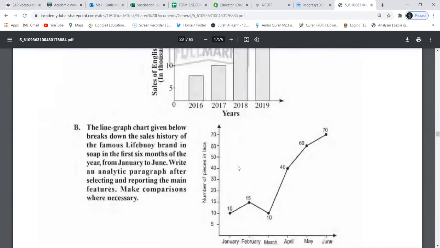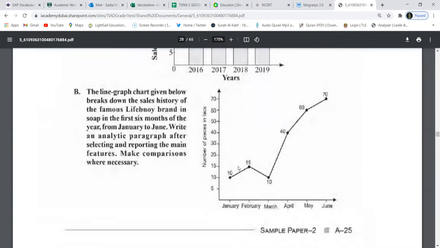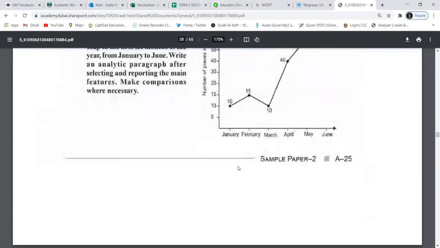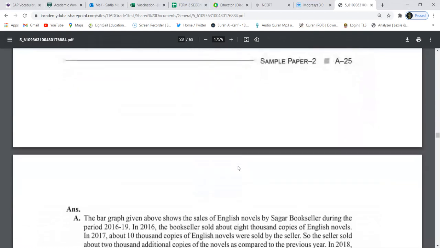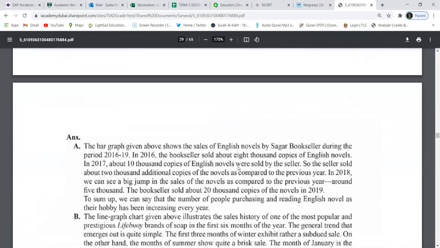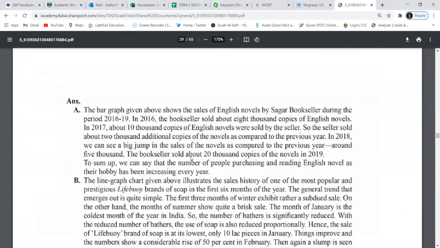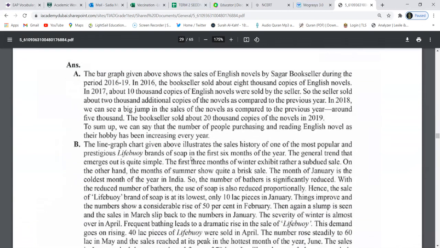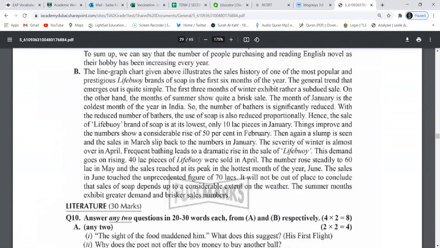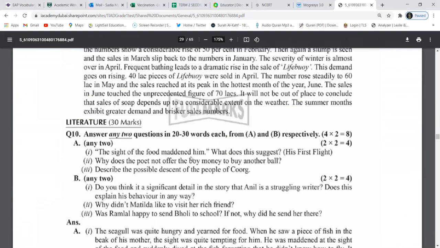Bar graph, then line graph. The title is missing in the sample. Please make sure that there's a title. The introductory sentence: what is the bar graph all about. And then use the word overall, comma, and then select the aspect as you have been taught. Do not follow this sample slavishly. This is a publisher's idea, but it may not always be right.